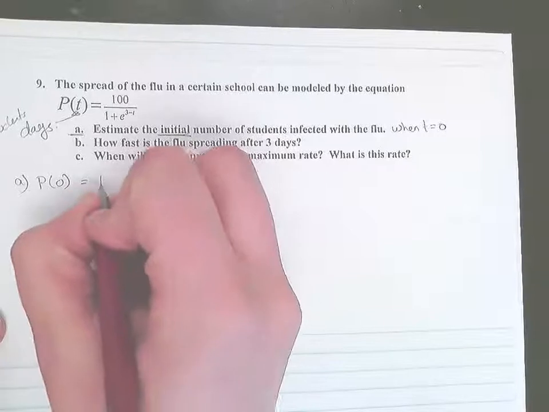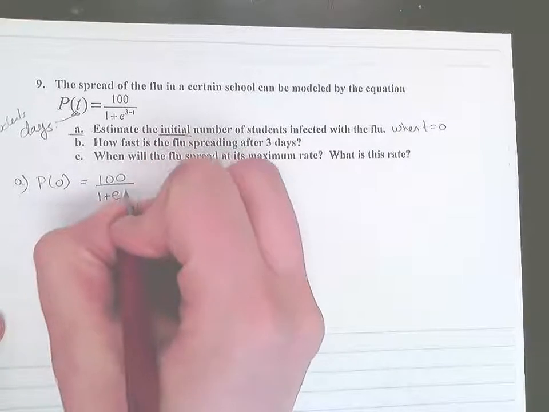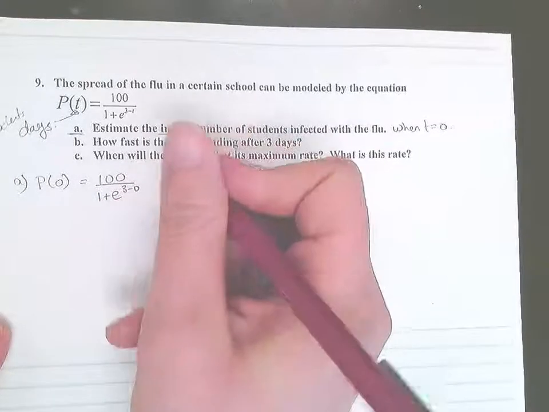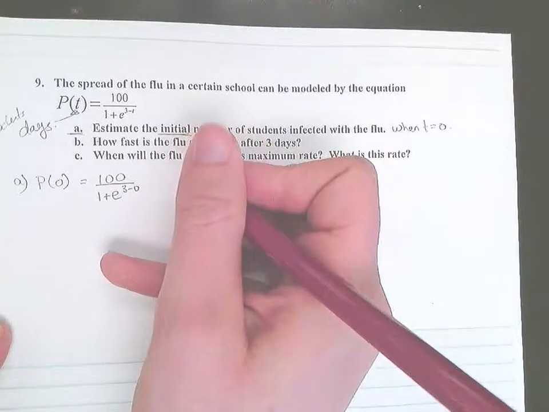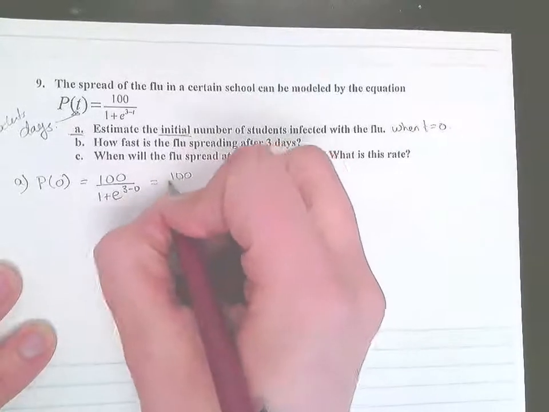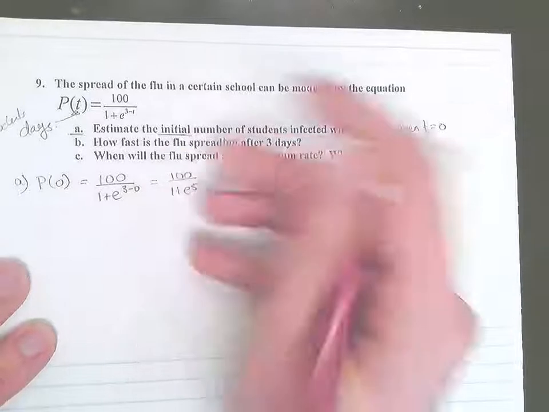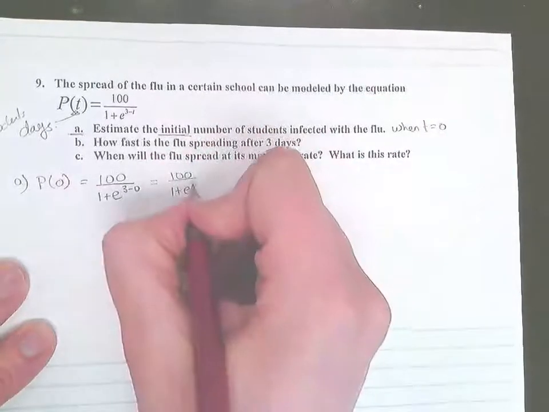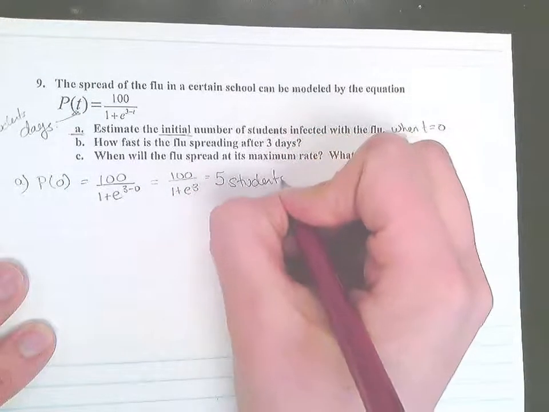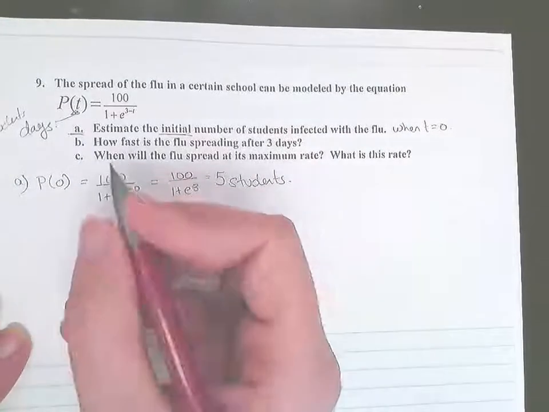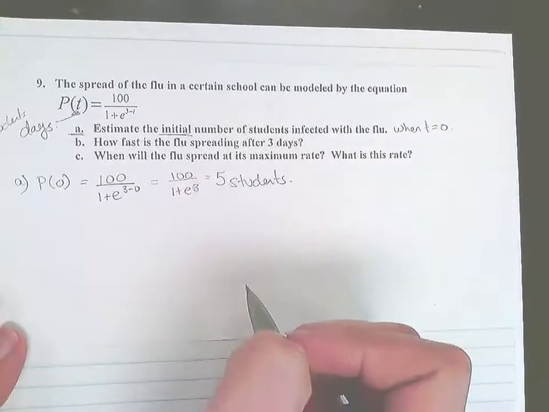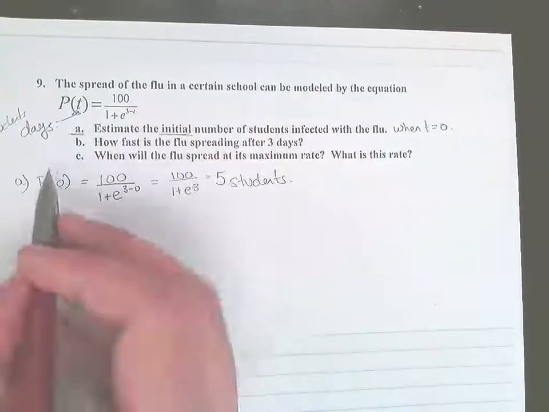So P of 0, 100 over 1 plus e to the 3 minus 0. When you solve this to the nearest whole number, because students cannot be halves, 100 over 1 plus e to the 3 is actually equal to 5 students. So at the start of the flu, there are 5 students affected. So on the 0th day.